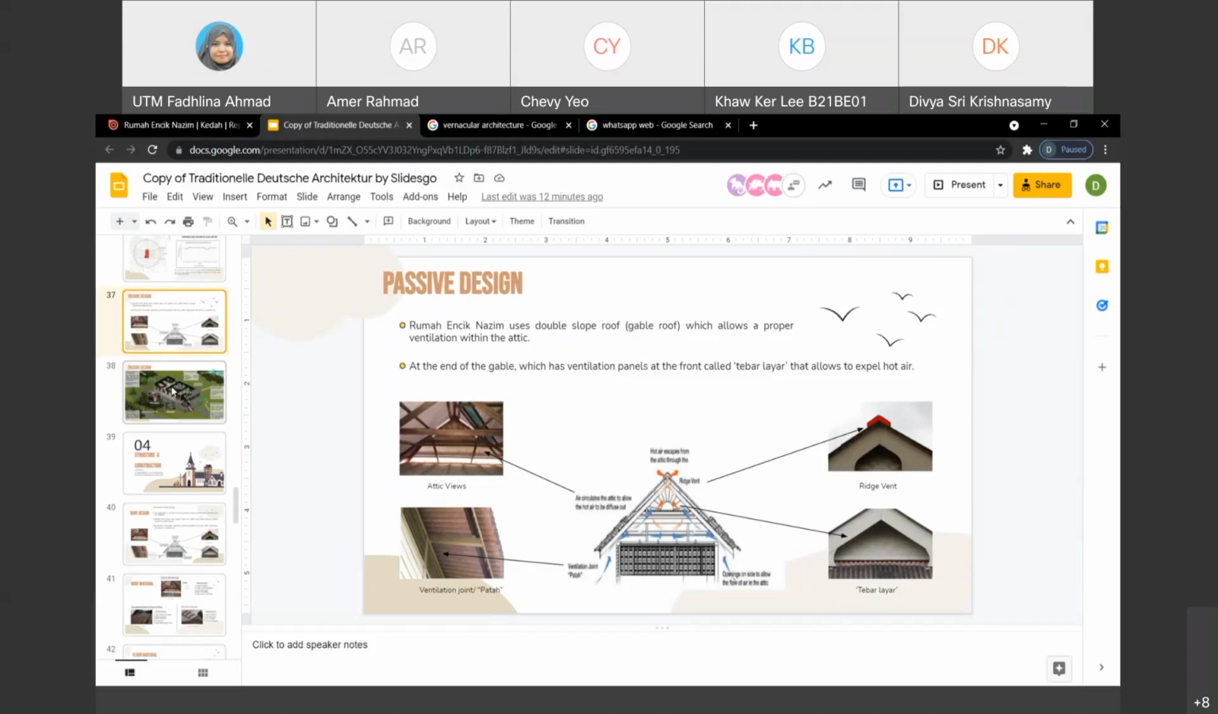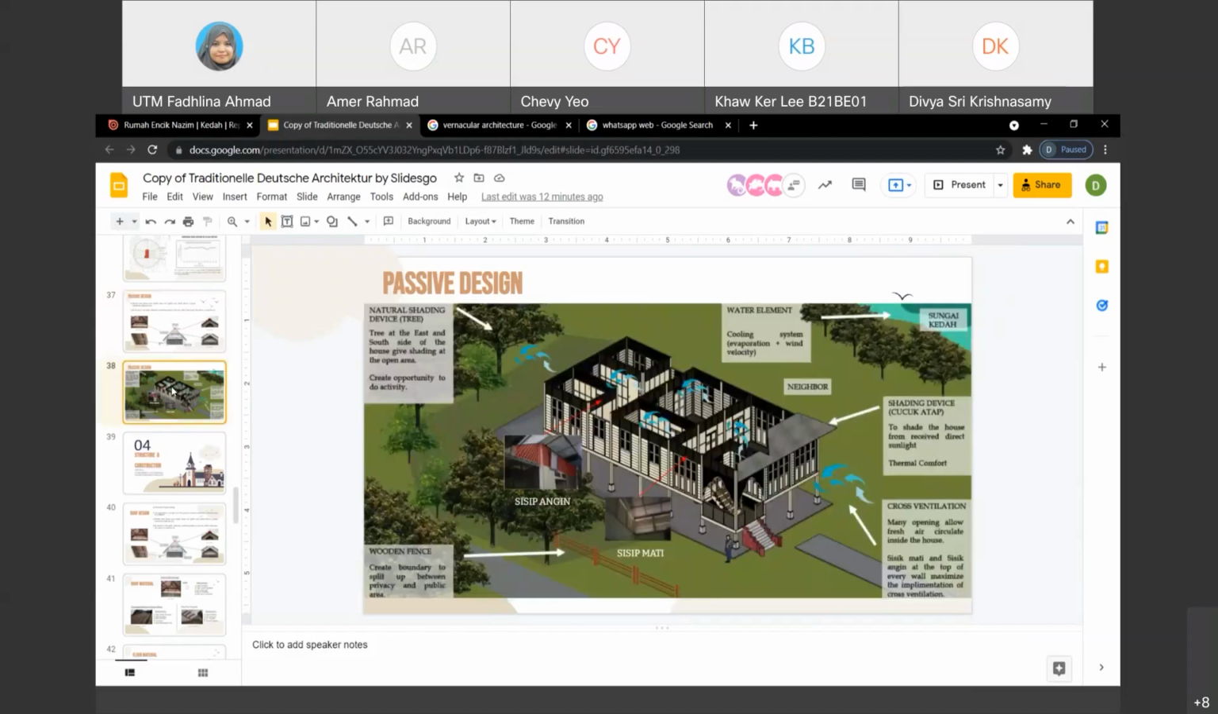So the next one. Here is also passive design. At the back, and at the south side and east side of the house, trees give shading at the open area and also create opportunity for activities, for example the social culture that Divya told us about earlier. They play games around the house, so this natural shading device can shade them, so they can do activities.